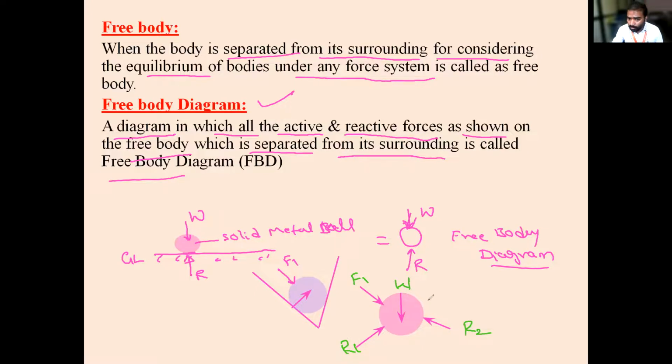Okay, now this is called as what? This is free body diagram. A body which is represented with all its active and reactive forces from its surrounding is called as free body diagram. Is it clear, everyone? Yes, sir. Okay. Draw this diagram. All of you write it.